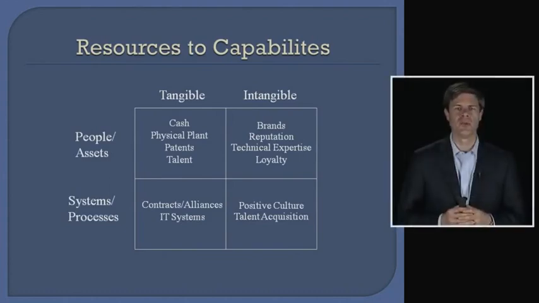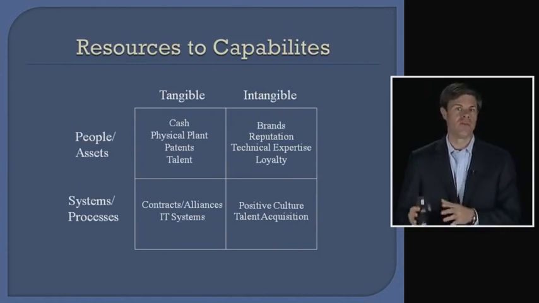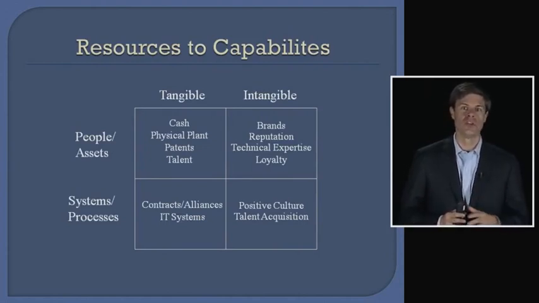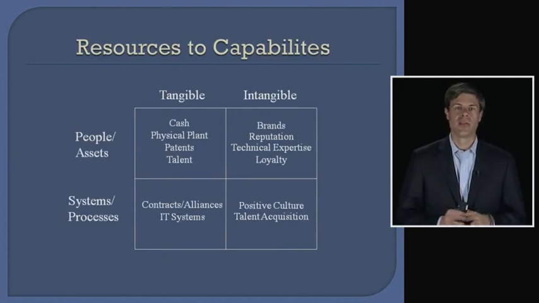So what would be some examples of tangible people or assets? Clearly things like cash, the physical plant of an organization, manufacturing facilities, distribution channels, delivery vehicles, the capital that the firm has put together. Patents are an interesting example of a tangible asset that firms have that they can buy and sell in external markets often. Then of course talent. Individuals with high skill levels would be a tangible asset that an organization would have.